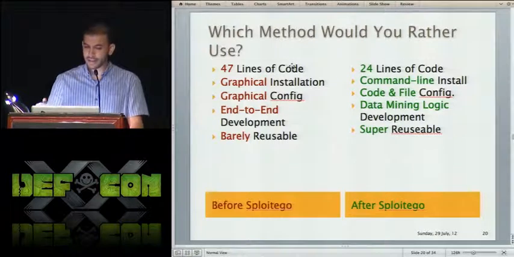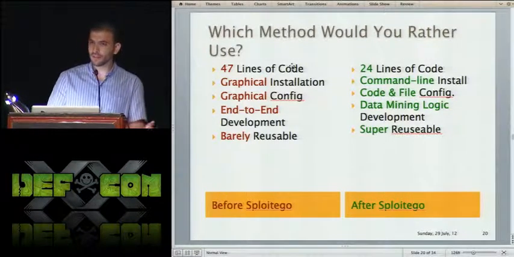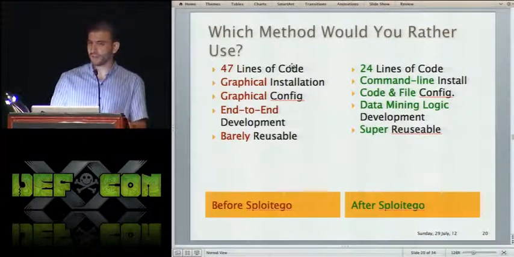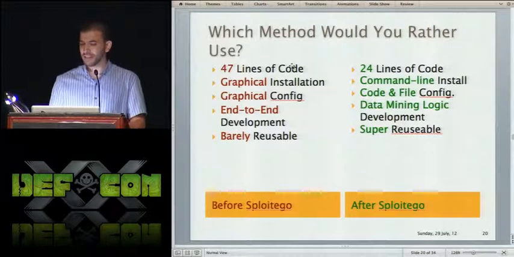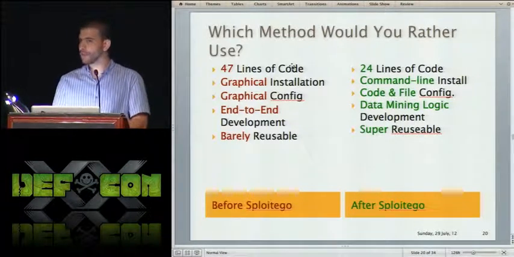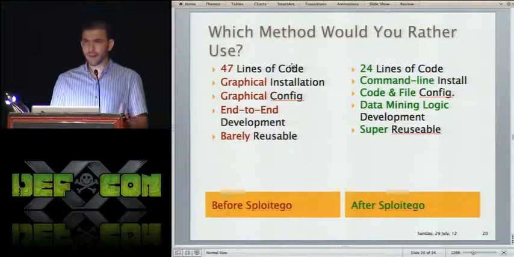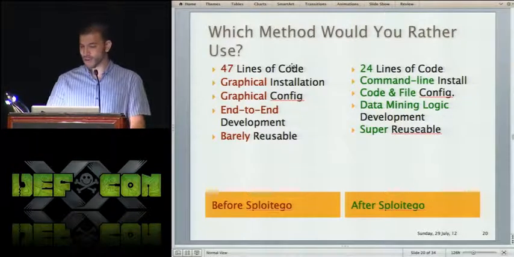So let's look at the head-to-head. Which method would you rather use? 47 lines of code versus 24, graphical versus command line, config is graphical, in Sploitego the config is code and file based, end-to-end development versus data mining logic, barely reusable code versus super reusable. I don't know. I'd rather go with the right side.